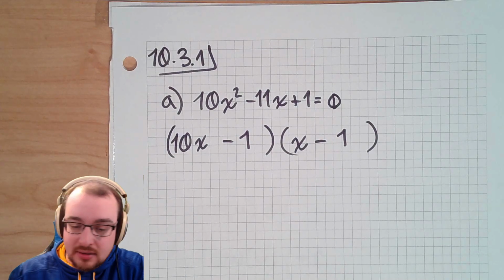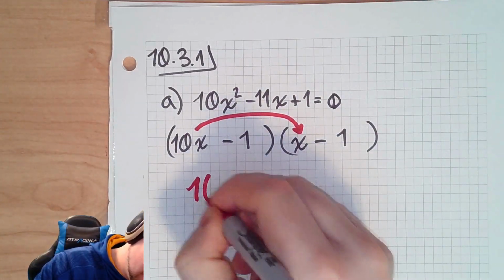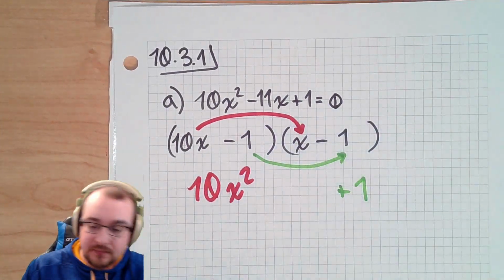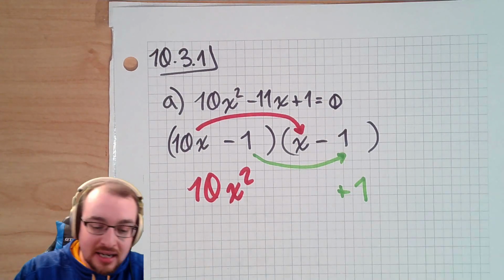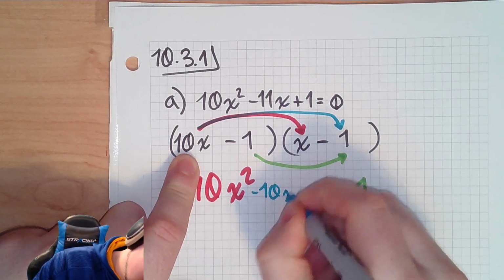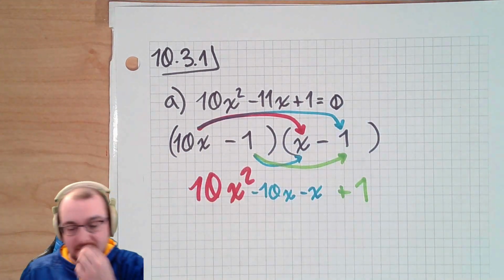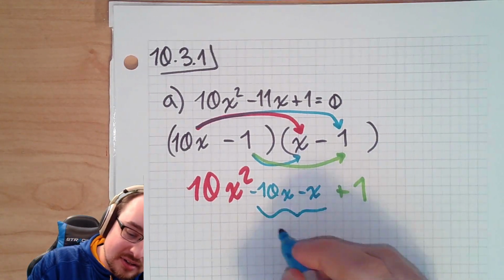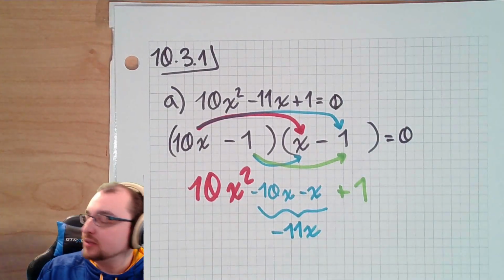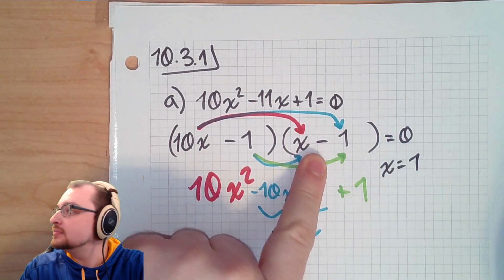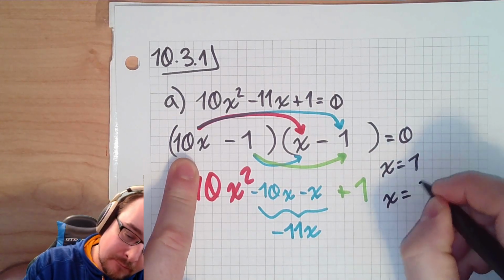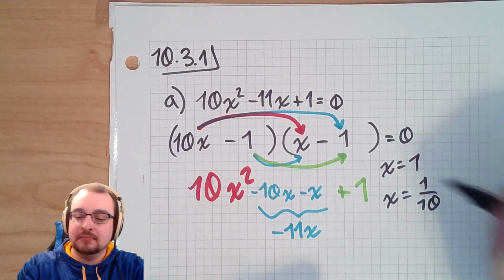I'll get 10x squared. I'll get positive 1, right? That's what I have there. And then I'll get negative 10x's and minus 1x. And if I simplify this, that's negative 11x's. So this is the same as that. So when will my answer equal 0? When x equals 1. And then how do I make this 1? What times 10 is 1? 1/10. 10's divide out, I get 1.